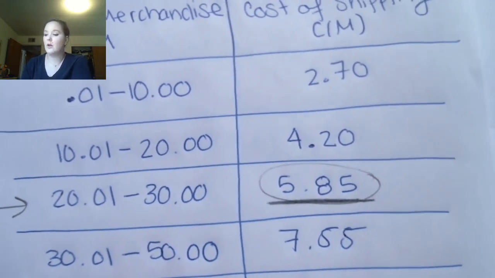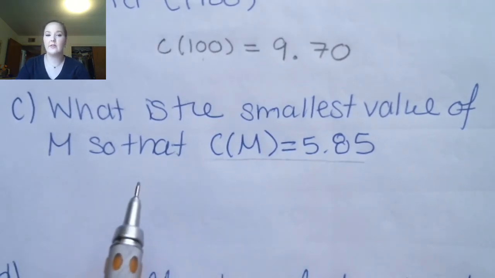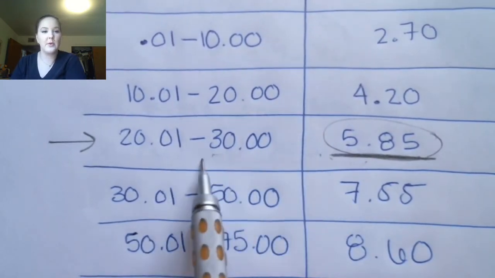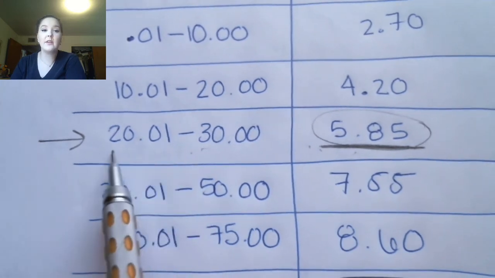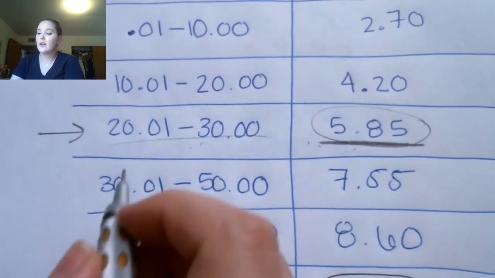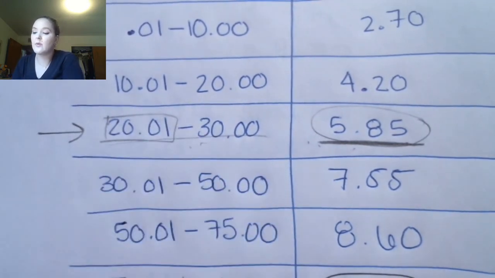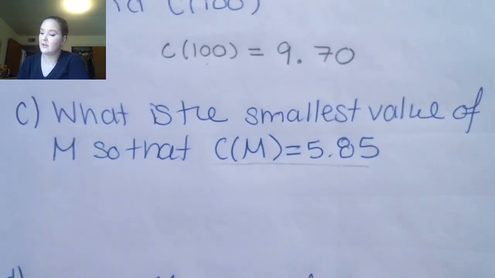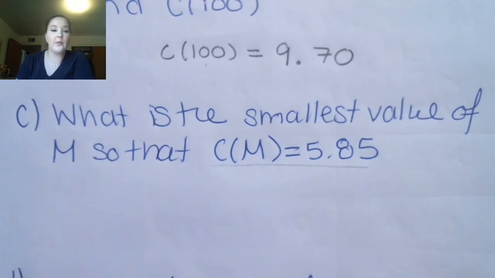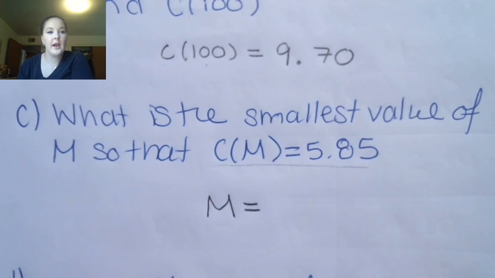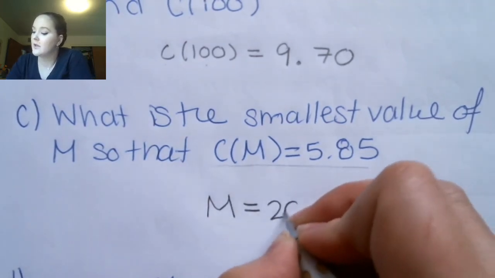Okay, so they've given us this value. And they want to know what is the smallest value that would give you that answer. Okay, so if we look at this, what's the smallest number that would correspond to that? Okay, the smallest value in this range. So to me, that number is exactly here at the beginning of the range, 20.01, or $20.01. Okay, so remember, if we're finding M, our answer is going to look like M equals, and then we're going to give the value that we found, which was 20.01.